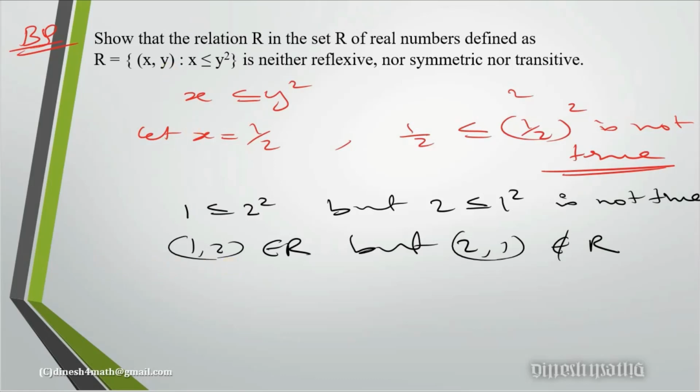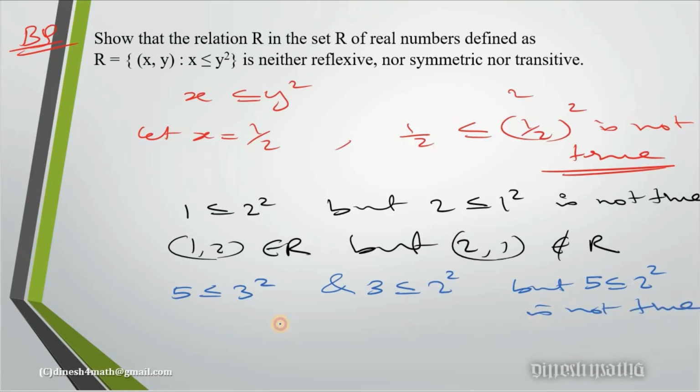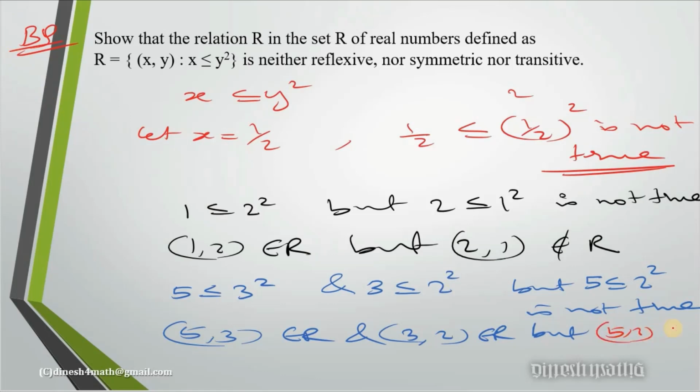Now the third part, we need to prove that it is not transitive. The same way, I will try 3 numbers such that, say, 5 is less than or equal to 3 square and 3 is less than or equal to 2 square, but 5 less than or equal to 2 square is not true. So (5, 3) belongs to R. That means 5 is related to 3 and 3 is related to 2, but 5 is not related to 2. (5, 2) does not belong to R. So it is not transitive.